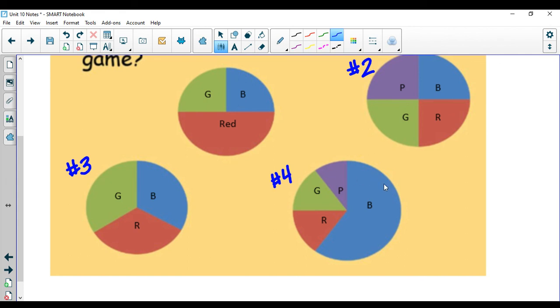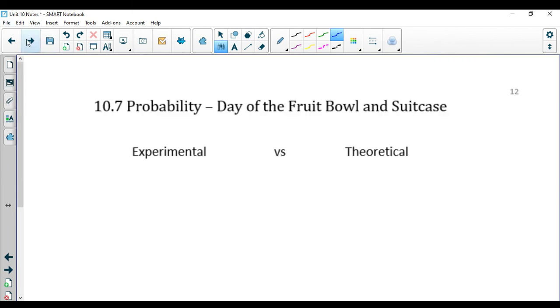In spinner 4, blue has a much larger probability of actually happening. It looks like purple actually has the smallest section, so because of that, this would be considered an unfair spinner.